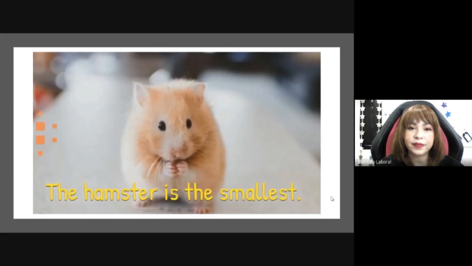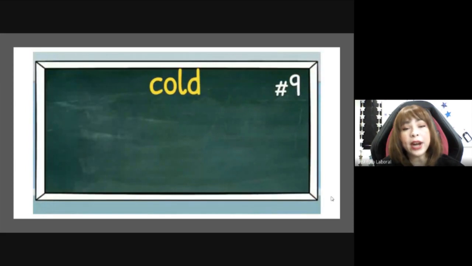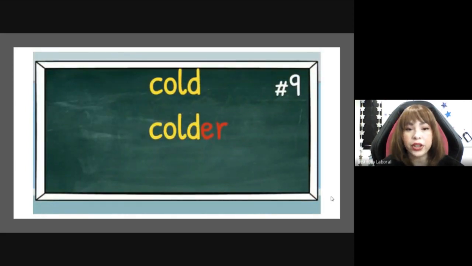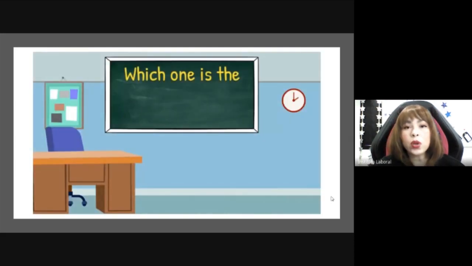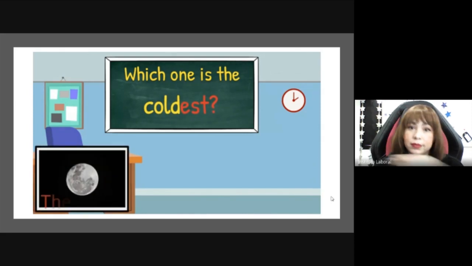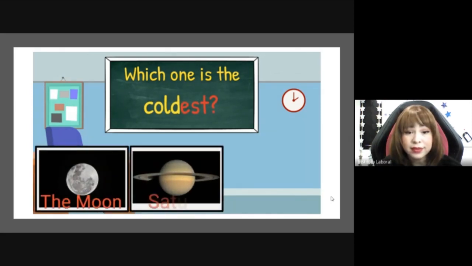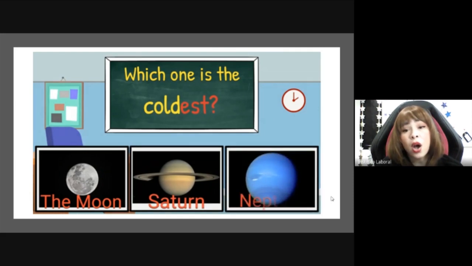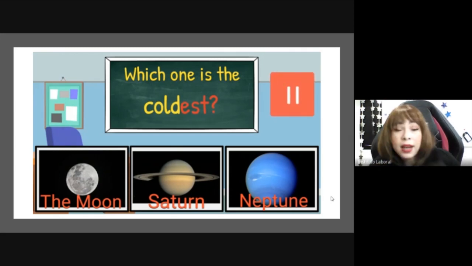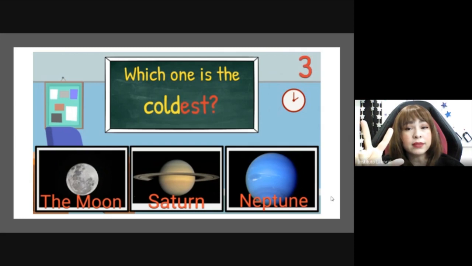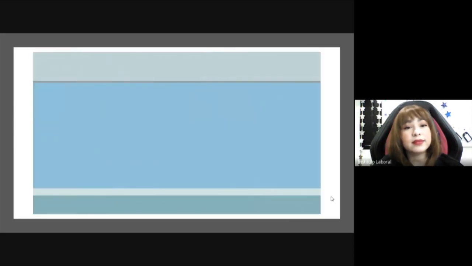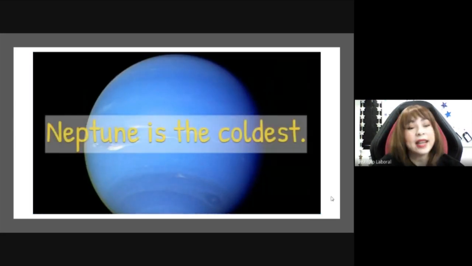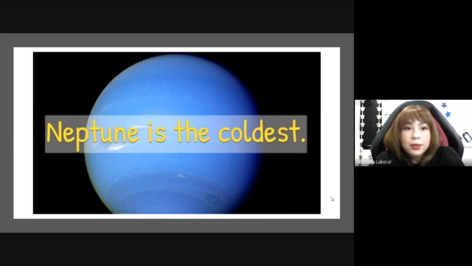Number 9, cold, colder, the coldest. Which one is the coldest? The moon, Saturn, or Neptune? Which one is the coldest? Think quickly. 3, 2, 1. Correct. Neptune is the coldest. Ooh.